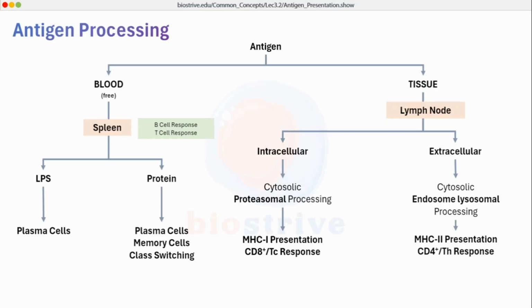If the nature of the antigen is extracellular, there will be endosomal lysosomal processing, and MHC-II presentation will be carried out. For MHC-II, the cells with CD4, which is specific for MHC-II compatibility, the T helper cells, will respond, and further downstream processing of the immune response will be there. These T helper cells may activate B cells, there may be generation of antibodies, and other immune responses will be there.